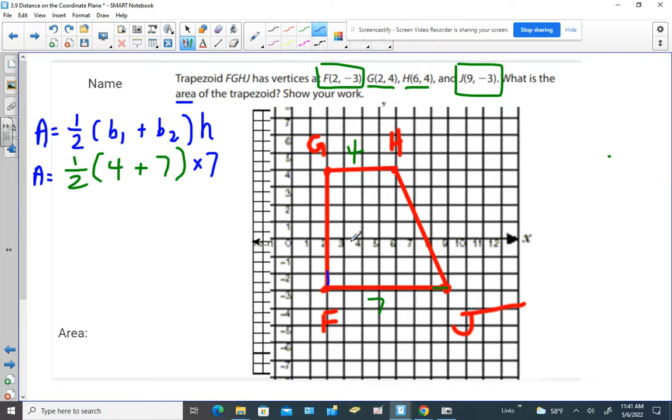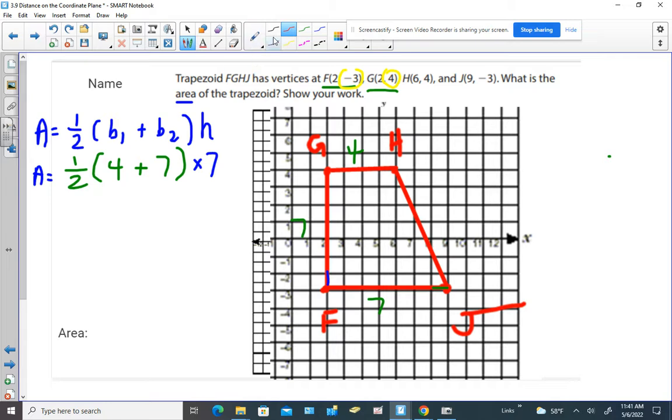Now there's another way we could come up with the 7. Let me erase this up here. We're talking about points G and F. To get the 7, we could ask ourselves, is it the x's or the y's that differ from each other? In that case, it would be the y's. They're in different quadrants. The rule is add the absolute values when they're in different quadrants. And of course, this plus this would be 7. All right, so 7 is the height.